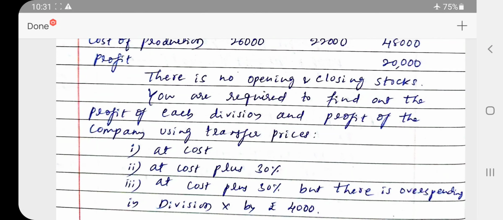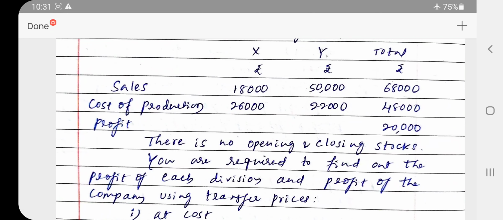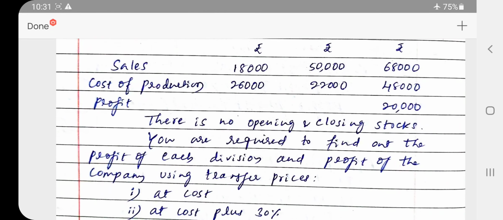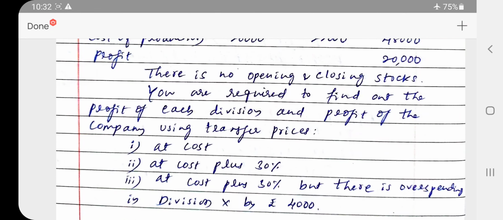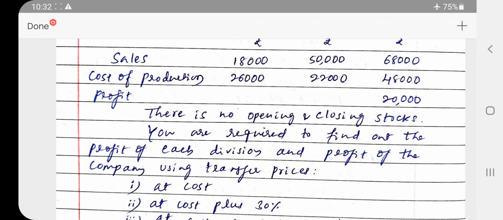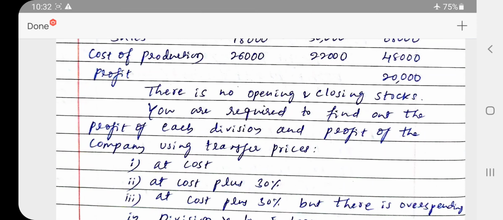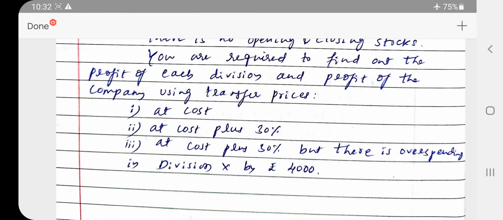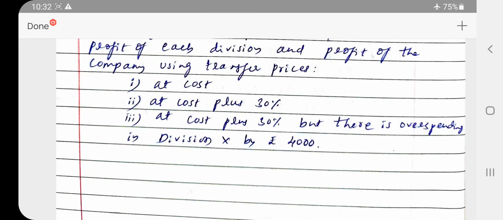So here, at cost, try to understand, means the total cost of production, 26,000 for X's product. Half of it can be sent to the open market and the remaining half can be sent to division Y. If it is 26,000, it means 13,000 it can send to the open market and 13,000 it can transfer to division Y. That is nothing but what we call transfer pricing.